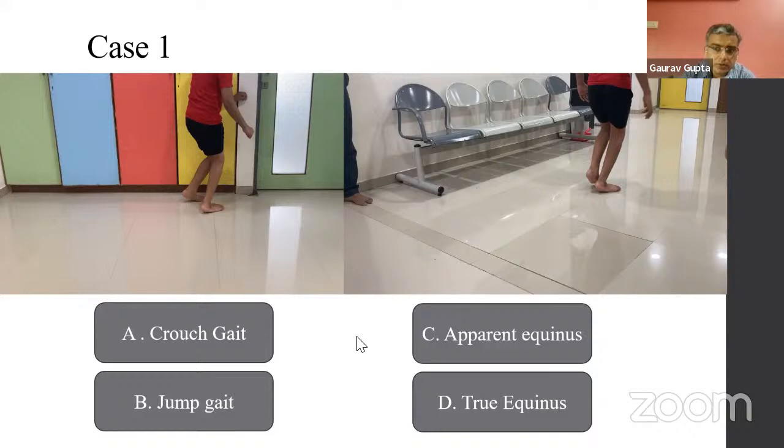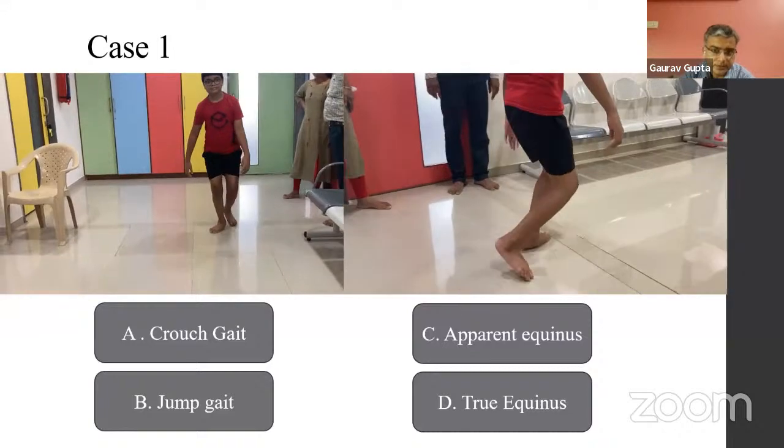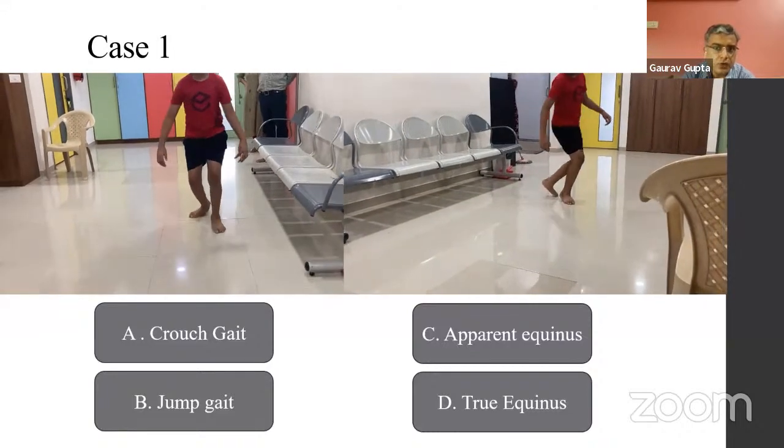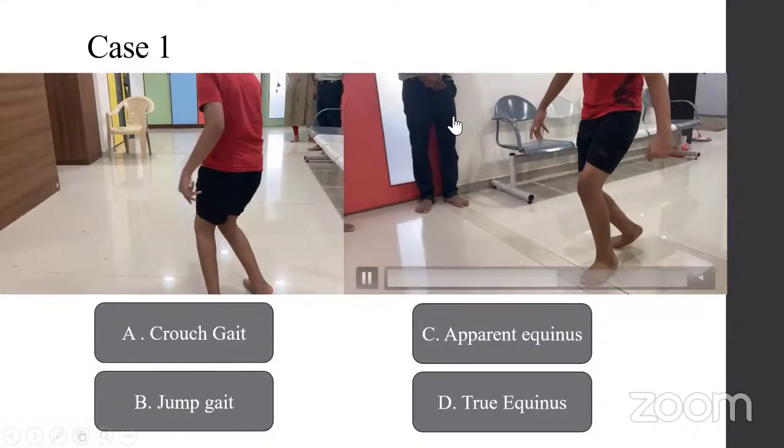Yeah, so as we can see, the child has increased flexion at the knee and the hip, and the ankles are hyperdorsiflexed. So this tells us that the child has type 4 crouch gait.